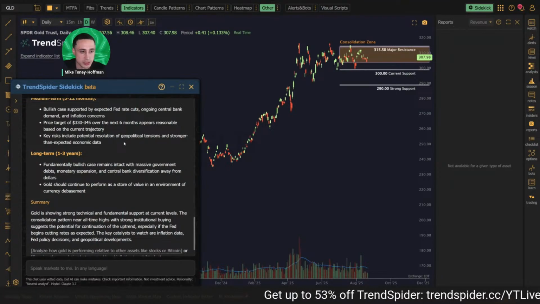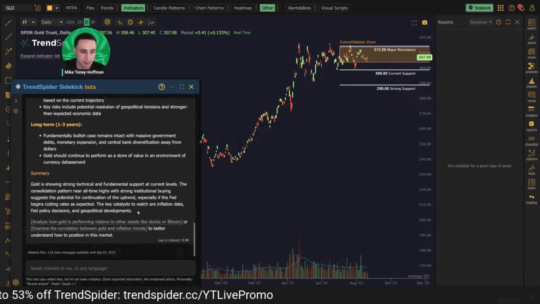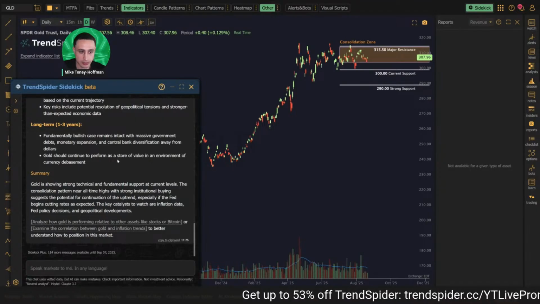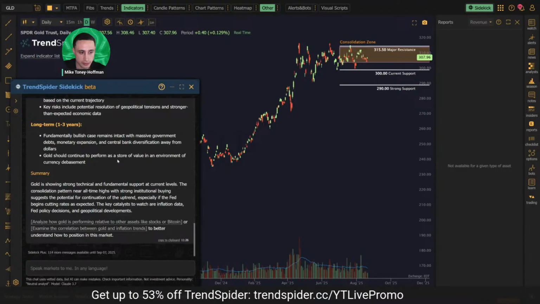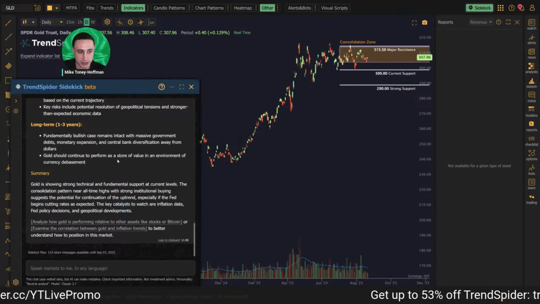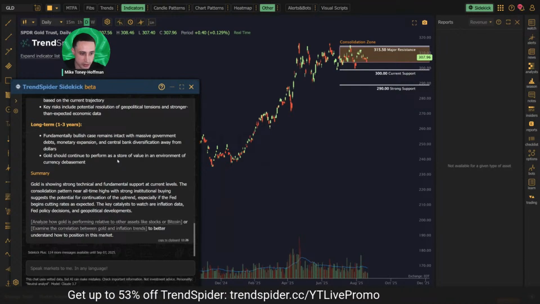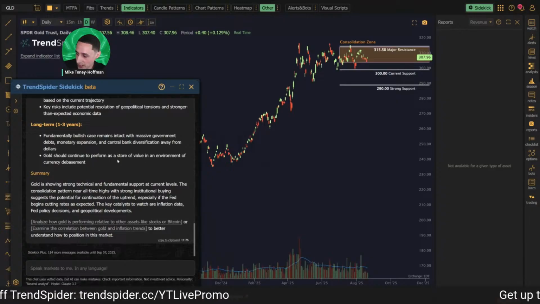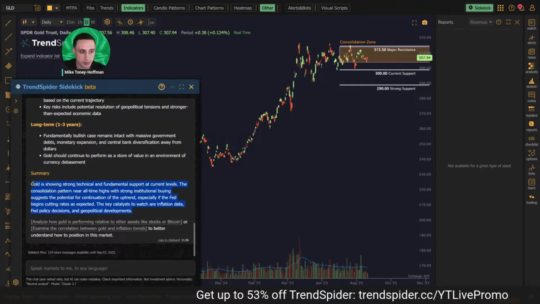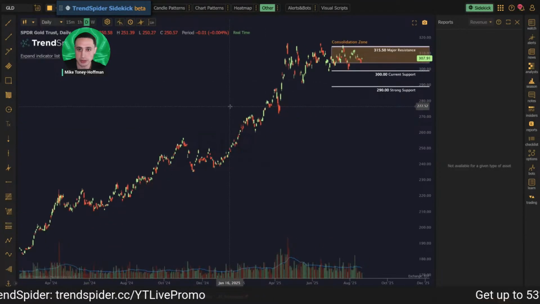Key risks include potential resolution of geopolitical tensions and stronger than expected economic data. Honestly, the summaries are generally really good, you guys, and just AI in general. So it says gold is showing strong technical and fundamental support at current levels. Consolidation pattern near all-time highs with strong institutional buying suggests the potential for continuation, especially if the Fed begins cutting rates. Key catalysts to watch are inflation data, Fed policy decisions, and geopolitical developments. Honestly, that is a great analysis. I'm not going to lie, I probably wouldn't have thought about most of those things. That is really solid.